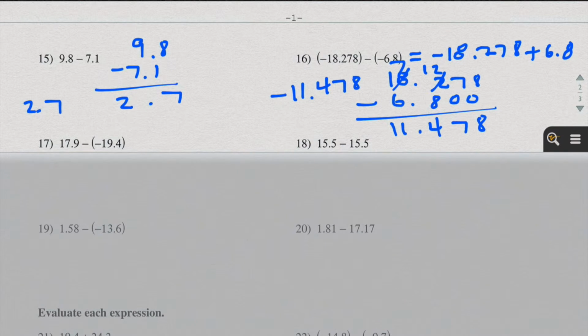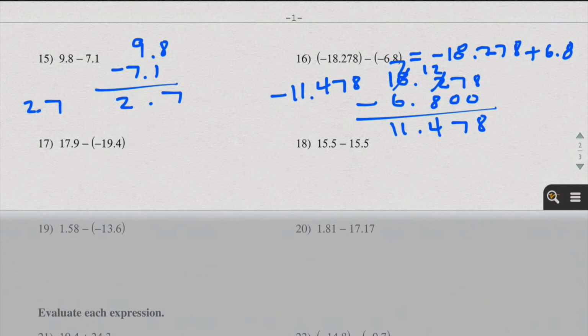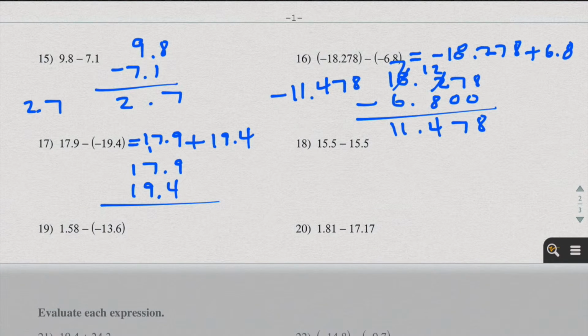Okay, number 17. 17.9 minus negative 19.4. So let's go ahead and rewrite it so we don't have two signs next to each other. So we get 17.9, negative and negative is a positive, 19.4. So we can just add those as we normally would. So what we end up with is a 13. Bring down the decimal. 1 plus 7 plus 9 is 17. 1 plus 1 plus 1 is 3. So we get 37.3 positive.